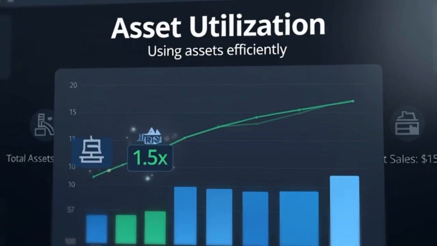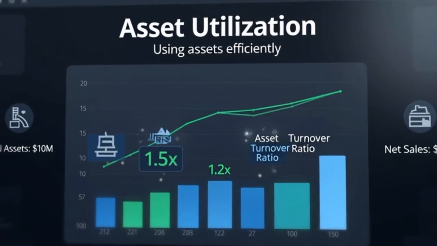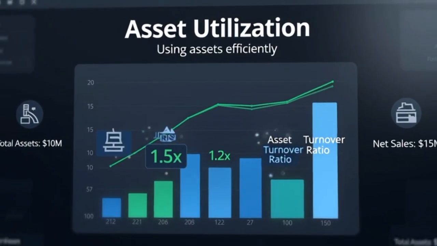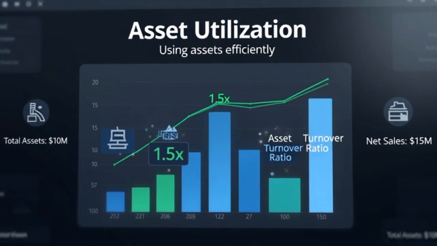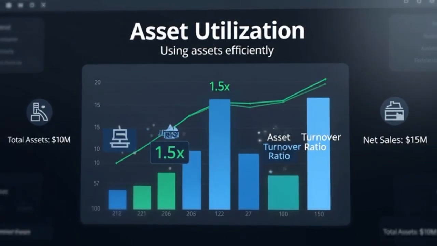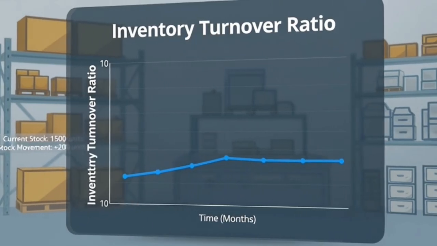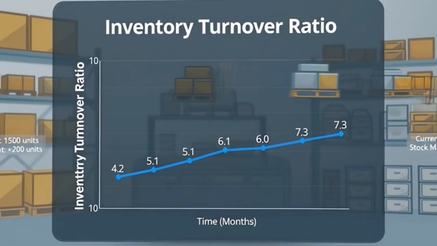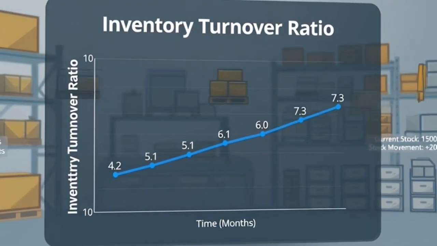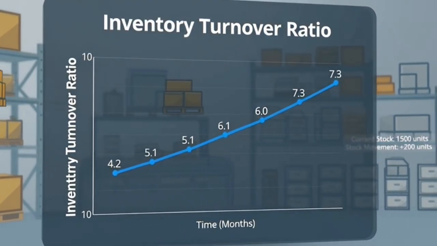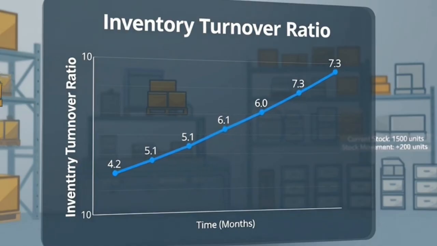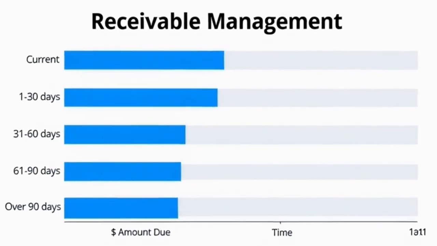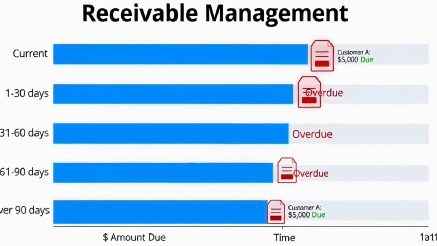Asset utilization measures how efficiently a company uses its resources to generate revenue. Inventory turnover shows how quickly a company sells and replaces its inventory. Accounts receivable analysis helps companies manage customer payments effectively.